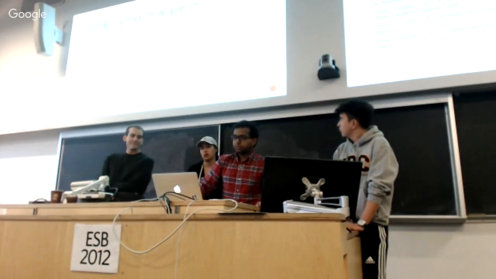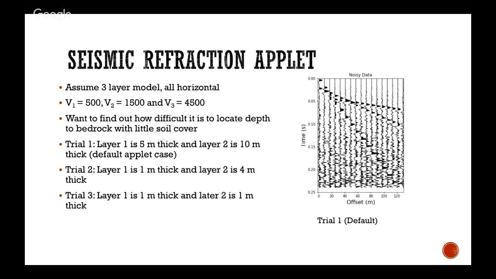To do this, we assumed a 3-layer model, all horizontal, with the 3 velocities shown here: dry soil at 500 meters per second, wet soil at 1500, and bedrock or dense soil at 4500. We want to figure out how difficult it is to locate the depth to bedrock with little soil cover. Trial 1 uses the default parameters in the applet, whereas trials 2 and 3 alter the depth to bedrock from 5 meters to 2 meters.